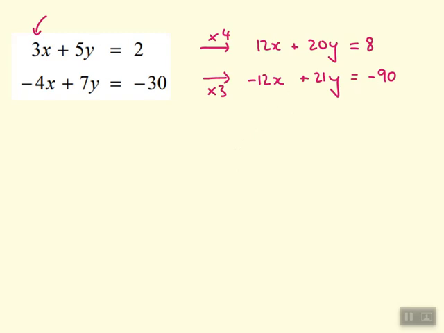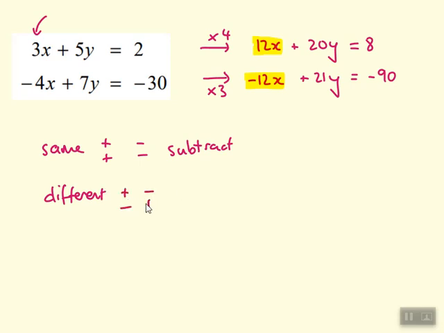Now, because we're trying to eliminate the x's, we need to look at their signs. Here the x's are positive, but here it's a negative. Actually it's just the sign difference. That's a positive 12 and a negative 12. So the signs are different. So here's the rule. If the signs are the same, i.e. they're plus, or minus, then we subtract always. But if the signs are different, so if one's plus, one's negative, or vice versa, then we add. And you'll see why in a minute.